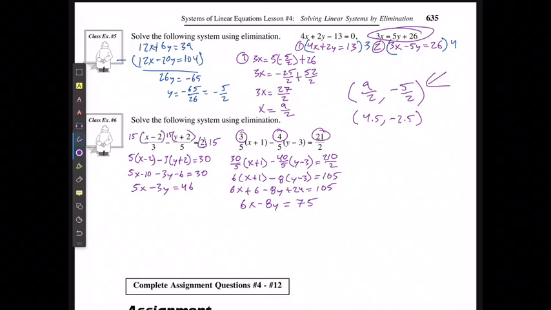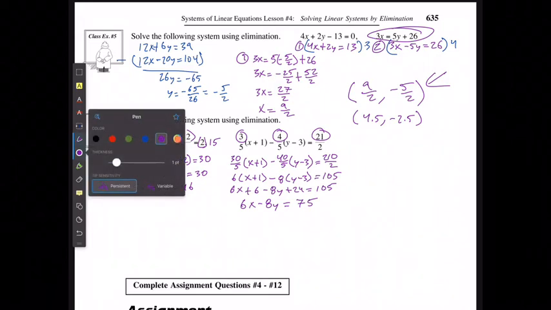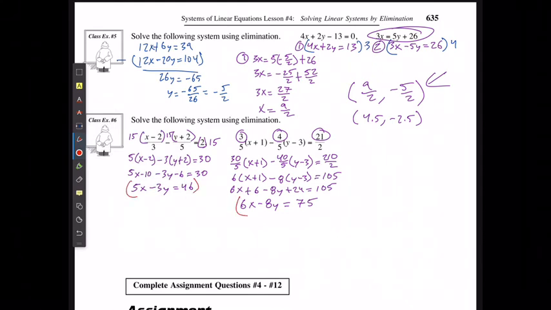Now, I can see that I've simplified them, but the coefficients of my variables don't match. So I'm just going to pick one of them to make them match. In this case, I'm going to make my x's match. The lowest common multiple between 5 and 6 is going to be 30. So I'm going to multiply all of the first equation by 6 and all of the second equation by 5.